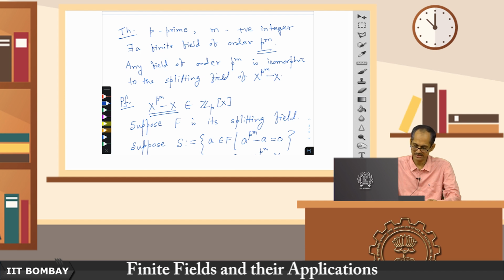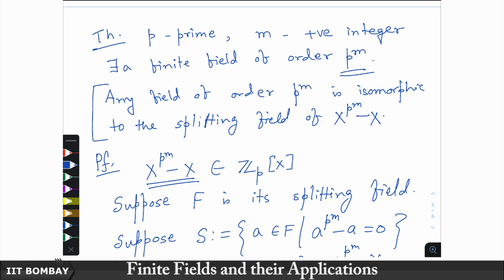Now, this field is indeed the splitting field of x power p power m minus x. This statement then holds because we have also seen that any field of order p power m is a splitting field of x power p power m minus x, and any two splitting fields of the same polynomial are isomorphic. Hence, all such fields of order p power m are isomorphic and they are all isomorphic to the splitting field of x power p power m minus x.